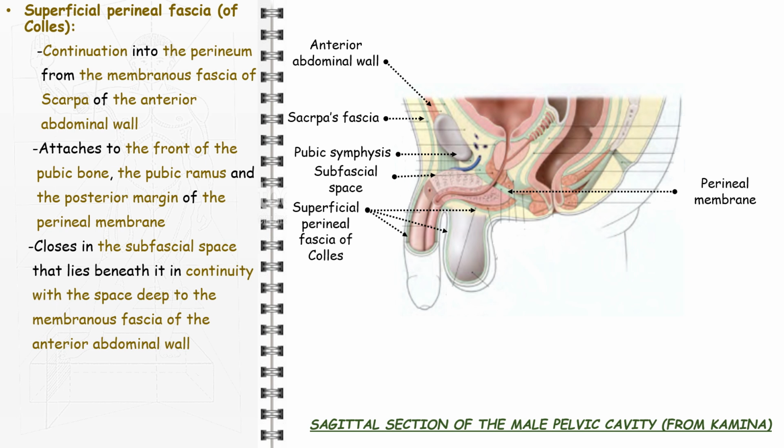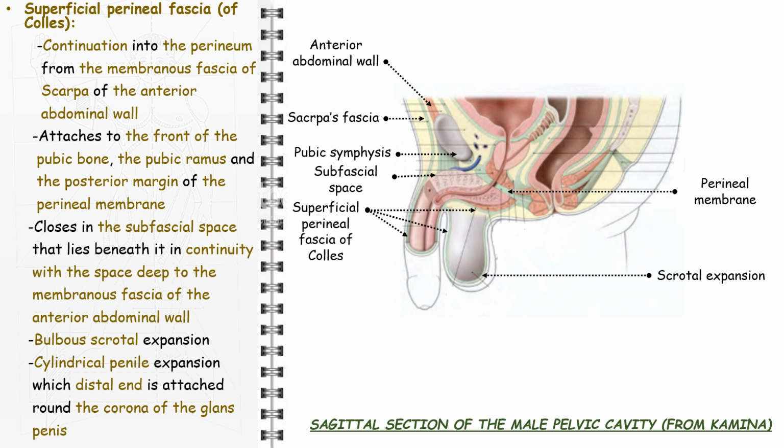From its marginal attachments in the urogenital region, Colles fascia is projected into a bulbous scrotal expansion and a cylindrical penile expansion, the distal end of the latter being attached round the corona of the glans penis. Rupture of the penile urethra permits extravasation of urine beneath Colles fascia, whence the collection distends the tissues of the scrotum and penis and can then pass upwards over the anterior abdominal wall beneath Scarpa's fascia. Theoretically it could reach the submammary space and axilla, but it could never extend to the back, for Scarpa's fascia does not exist beyond the midaxillary lines and the subscarpal space is obliterated there.